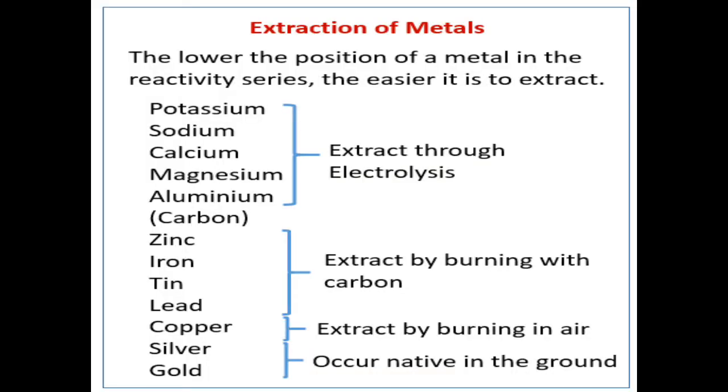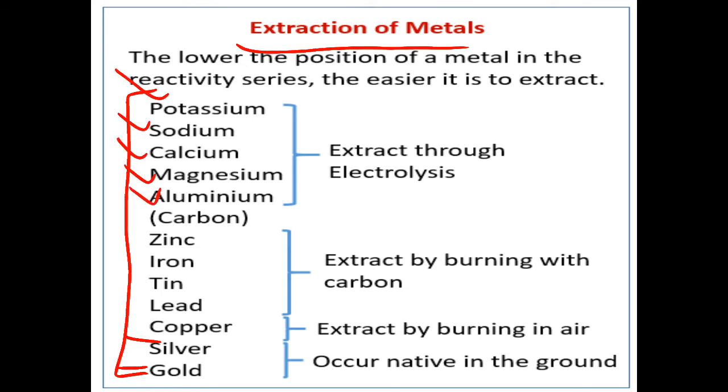Now, generalizing the extraction methods in relation to the position of metals in the reactivity series, we see the lower the position of the metal in the reactivity series, the easier it is to extract. Let's talk about silver and gold. As you see, they occur native in the ground, means they are found in free state. But when we talk about potassium, sodium, calcium, magnesium and aluminum, they are very reactive as compared to other metals, and they are extracted by means of electrolysis.